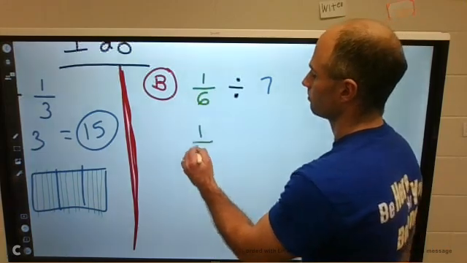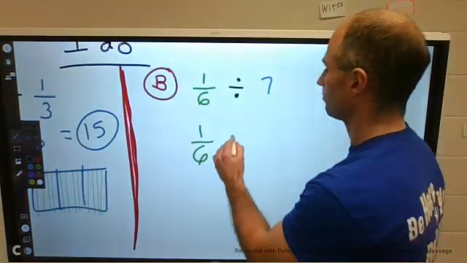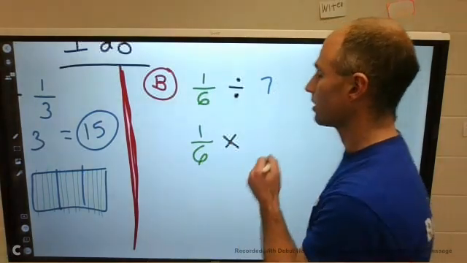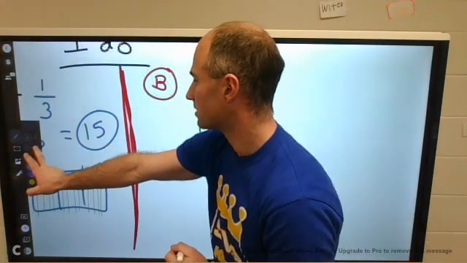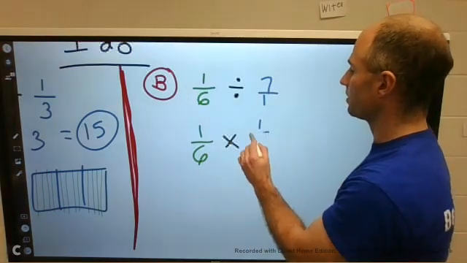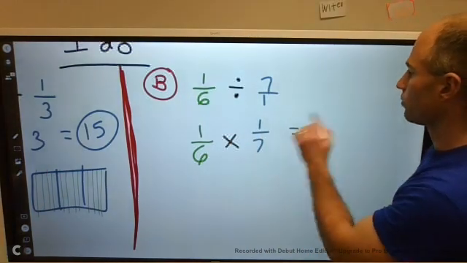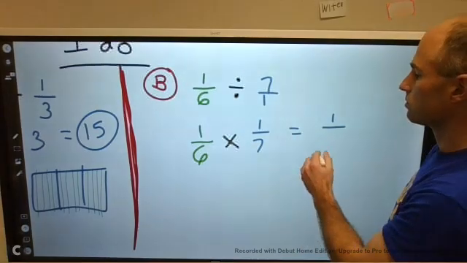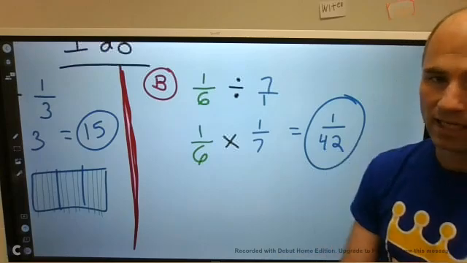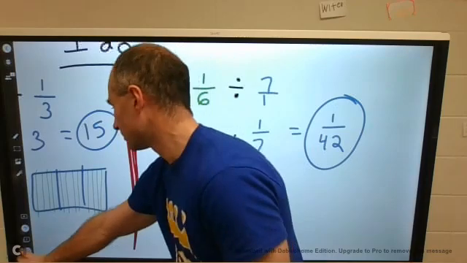Keep, change, flip. So remember, there's a secret 1 underneath that 7. So when I flip it, it'll be 1/7. And when I solve it, it'll be 1 times 1 equals 1. 6 times 7 equals 42. Giving you the answer of 1/42. Super duper. Let's move on.